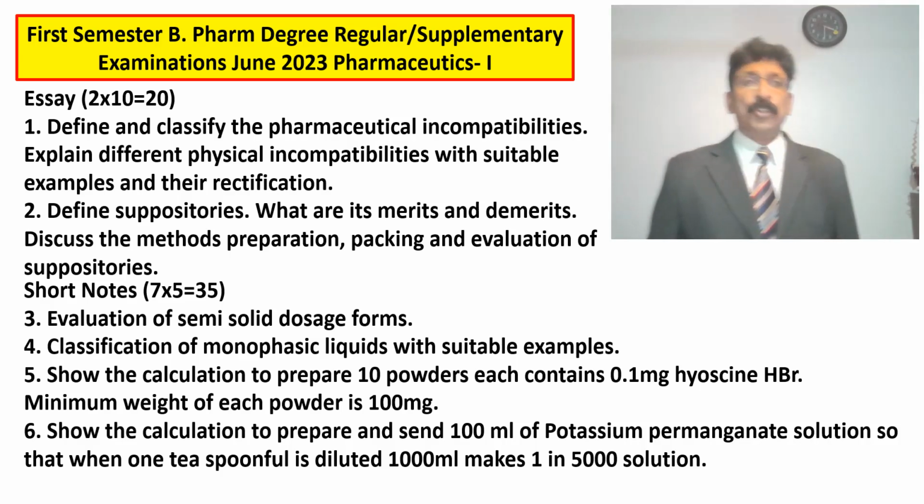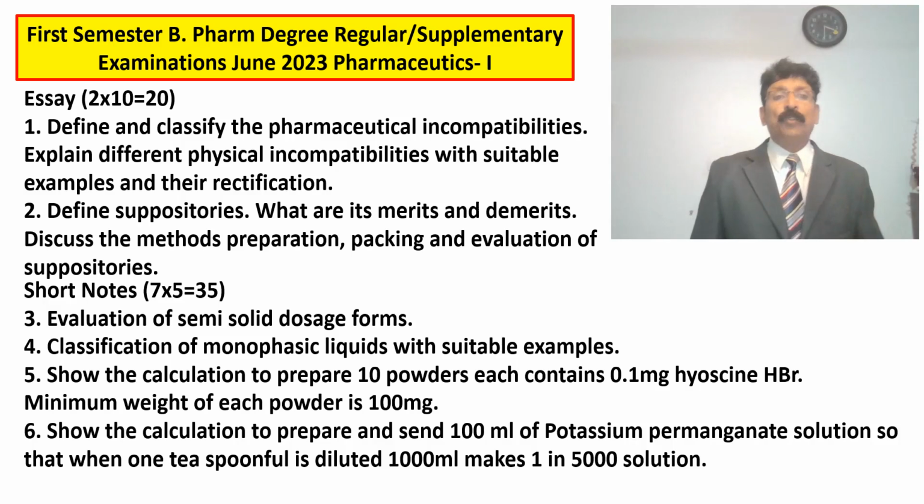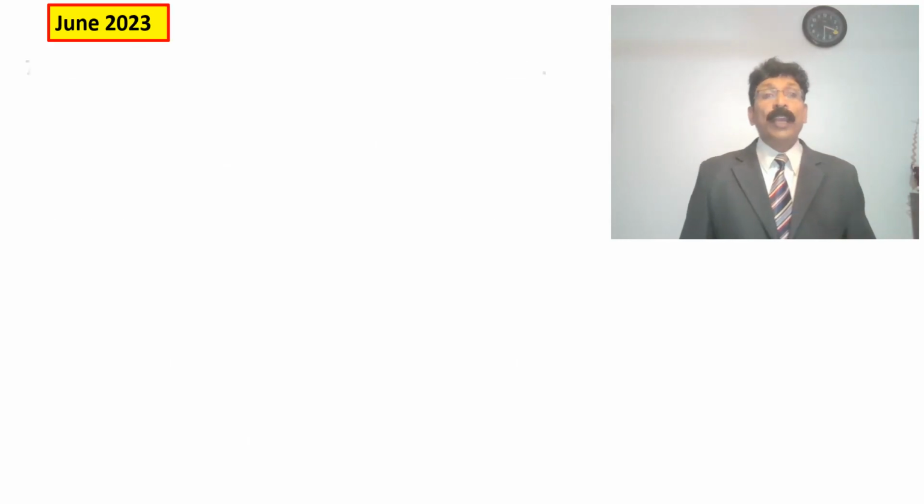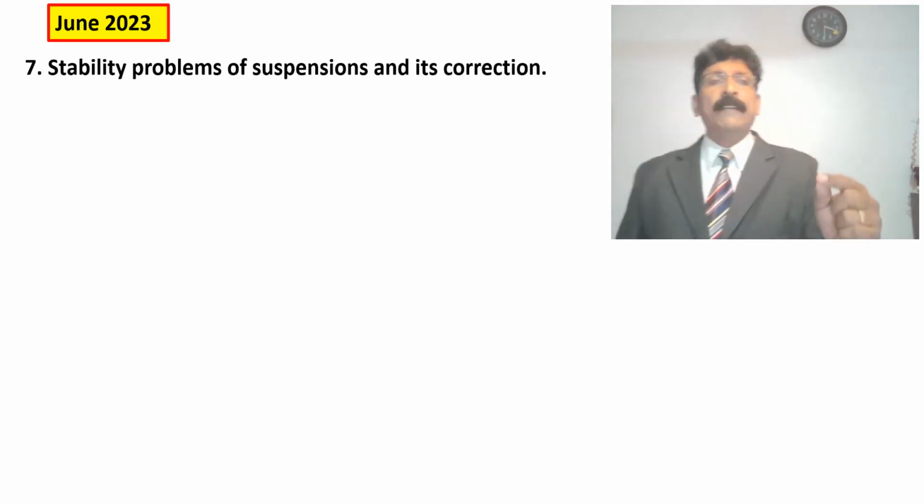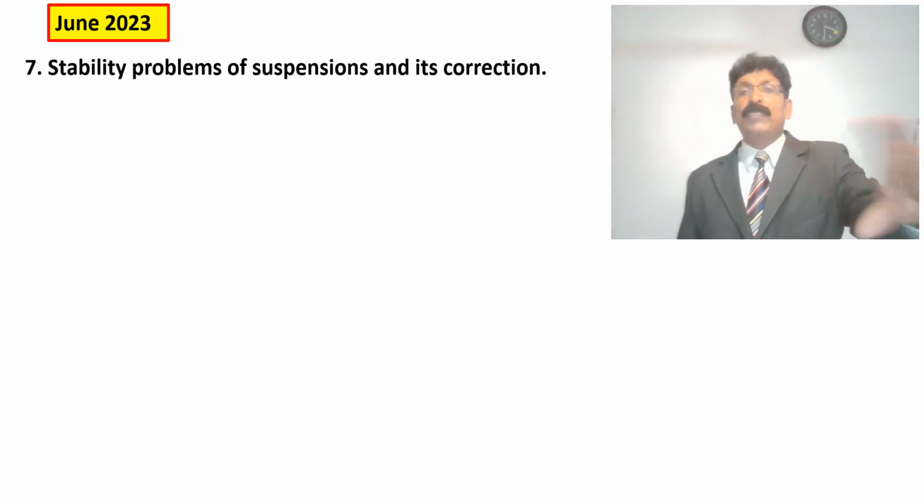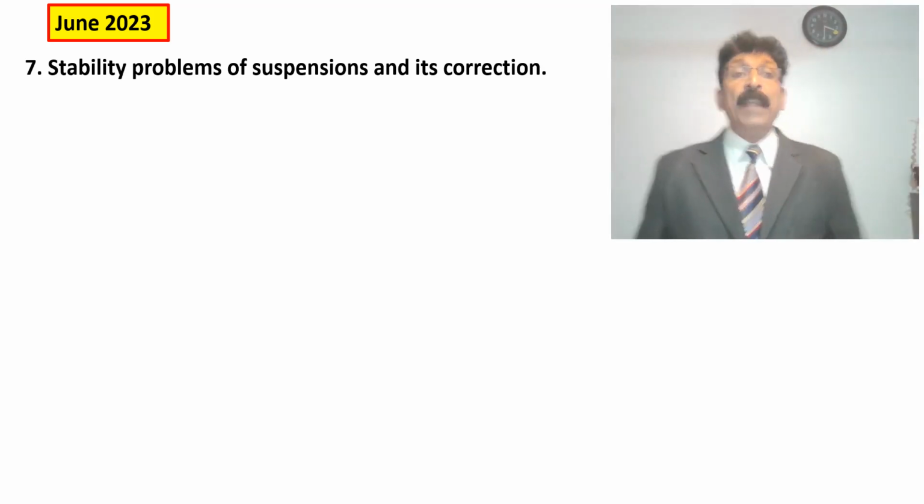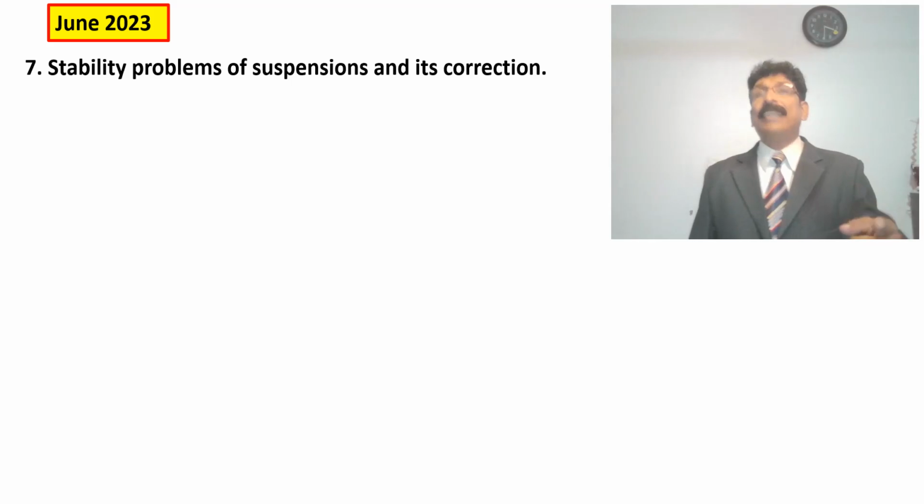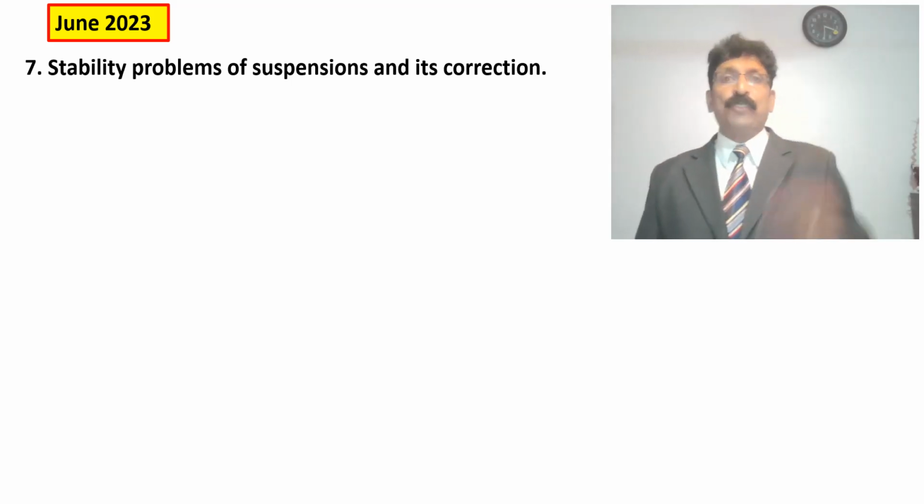So this comes in which chapter you have to classify. So in which 7th question, because there is no space, that's why the 5-mark question I brought here. Stability problems of suspension and correction. That is also a 5-mark question.